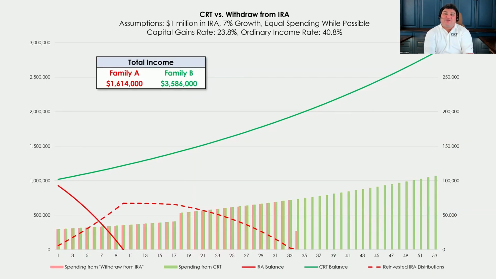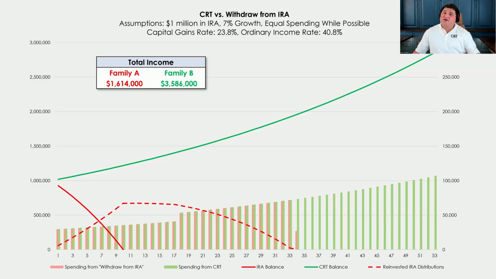Okay, so now where the rubber meets the road. Let's look at how the numbers come out for these two families. Family A just takes it all through the compressed window. Family B uses a CRT to restore that stretch. This is an overlay. Typically, I would go graph by graph, but to keep us on schedule, we'll just look at the overlay here. So what are we looking at?